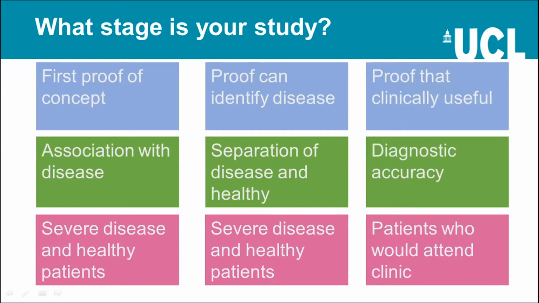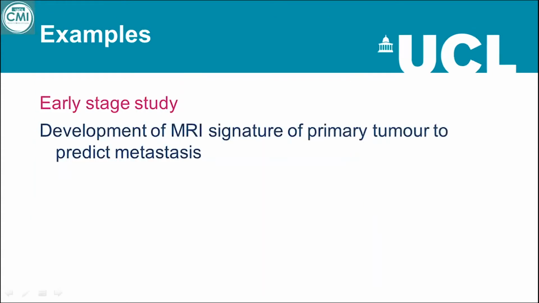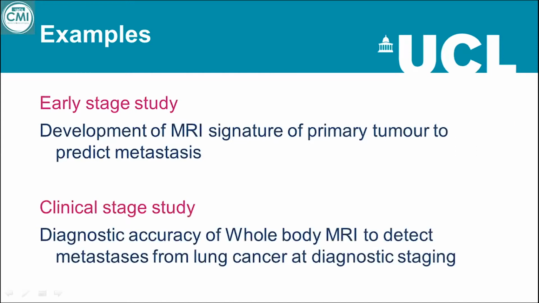Or are you actually trying to prove that something could be clinically useful? And so you're looking at diagnostic accuracy, and you've got a set of patients who would actually attend the clinic. Okay, so in an early stage study, you might be developing an MRI signature for disease. In a clinical stage study, you might be looking at diagnostic accuracy to detect disease.